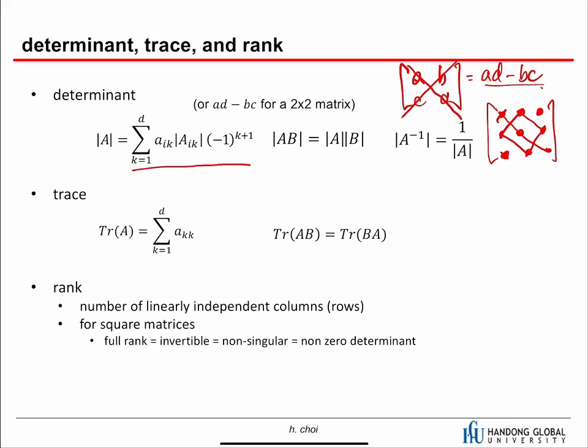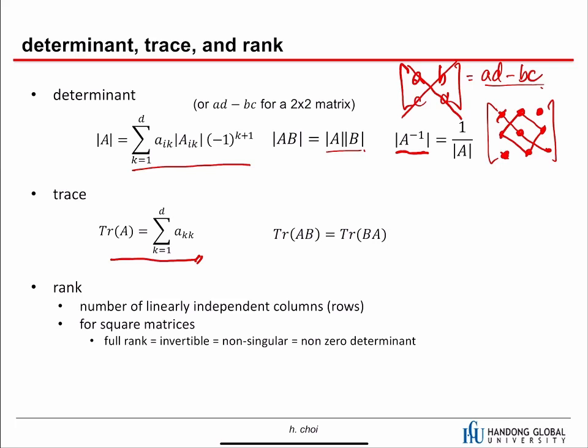So this one is actually the generalized determinant equation. The determinant of a two-matrix multiplication can be obtained by multiplying the two determinants. And the determinant of an inverse matrix is 1 over the determinant of A. The next one is trace. Trace is simple: just add all the diagonal elements. And the trace of A times B is actually the trace of B times A. Basically, they are the same thing. If you're curious, you can try it.